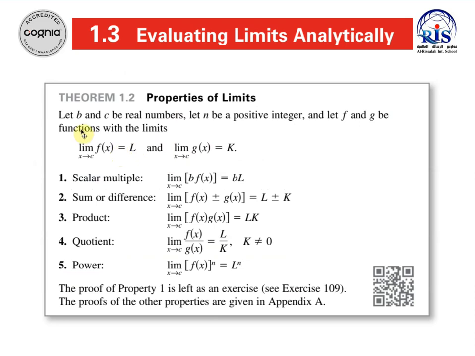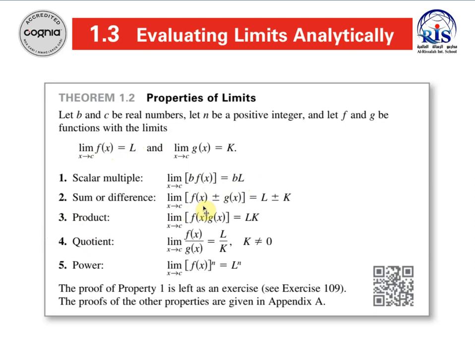Also, some properties about the limits: let b and c be real numbers, let n be a positive integer, and let f and g be functions with limits. The limit of f of x as x approaches c is equal to L, and the limit of g of x as x approaches c is k. We can say now here the limit of b, which is a constant number, multiplied by f of x is equal to the constant number multiplied by the limit of f of x, which is equal to L.